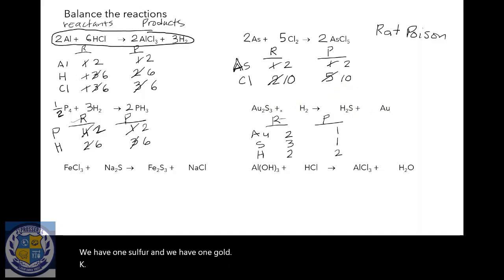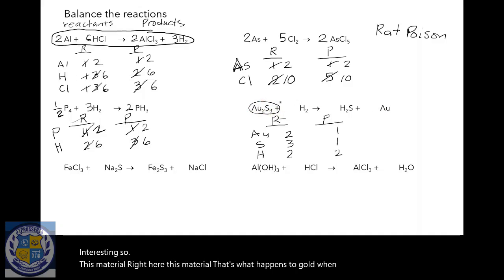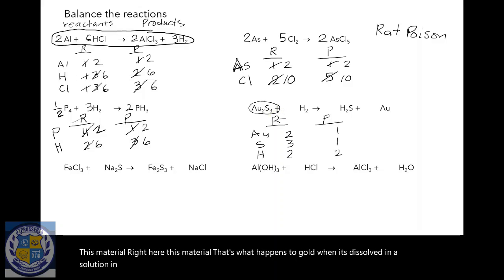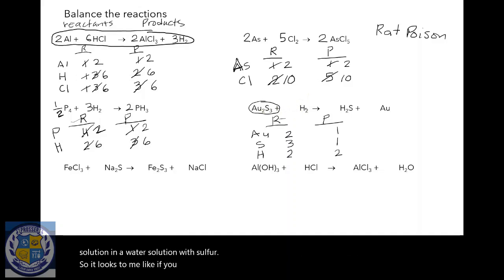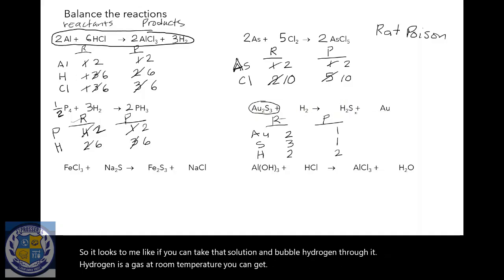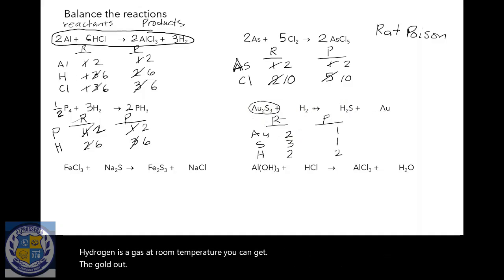Interesting. So this material right here, that's what happens to gold when it's dissolved in a water solution with sulfur. So it looks to me like if you can take that solution and bubble hydrogen through it, hydrogen is a gas at room temperature, you can get the gold out. So this is a way to prospect for gold, or to get gold that's dissolved in a water solution.